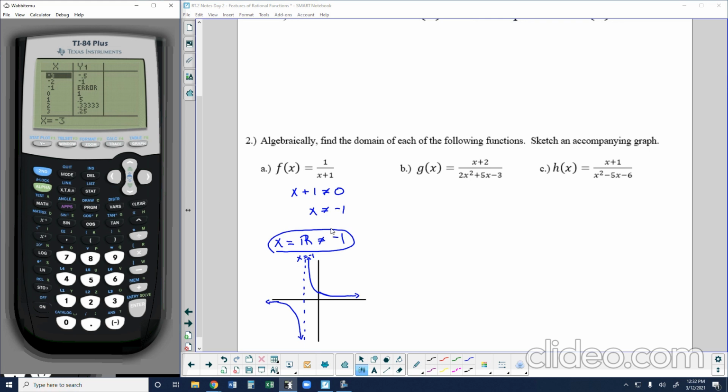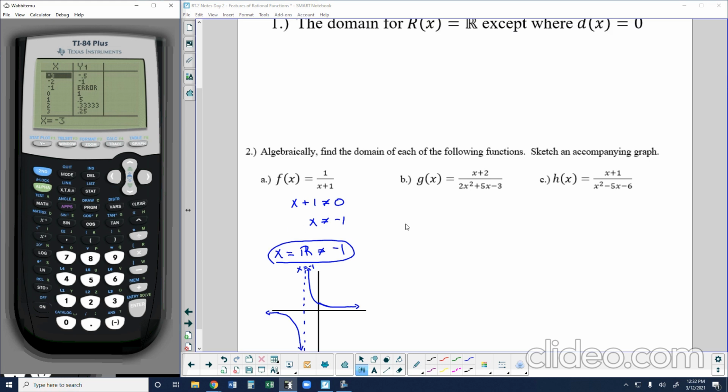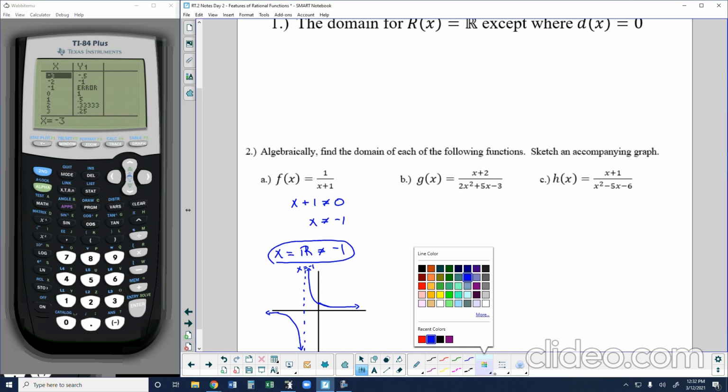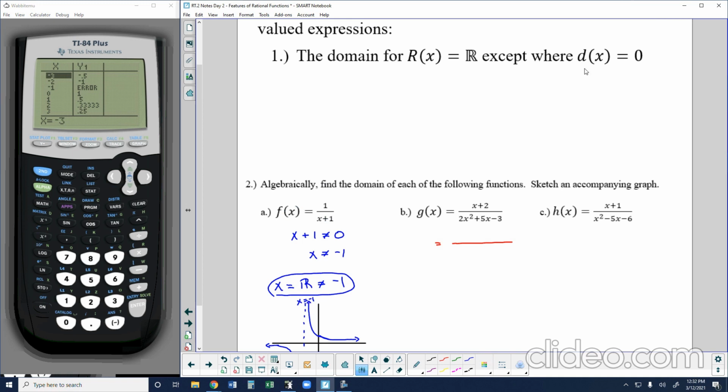Now let's take a look at problem number 2. Problem number 2 may be a little bit more difficult to find the domain. Really here, if we can factor the denominator, we can identify the domain a little bit easier. Remember, the domain is all real numbers except for where the denominator is equal to 0. If I factor this denominator, it's a quadratic trinomial, so it's going to factor into two binomials.